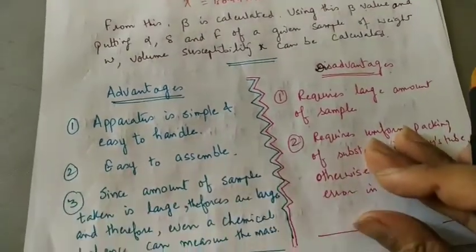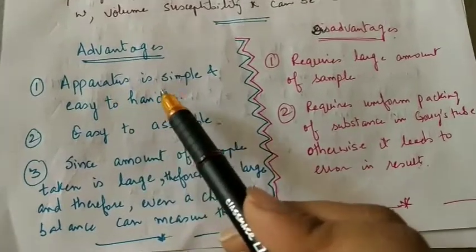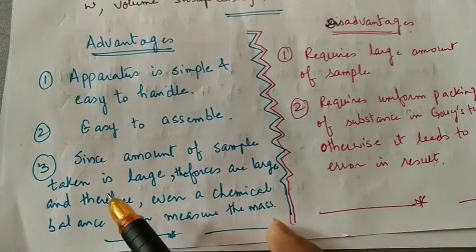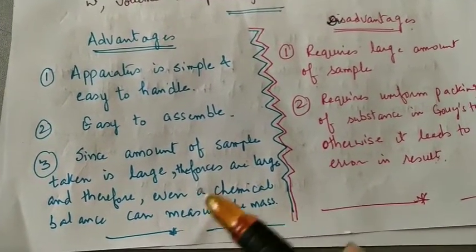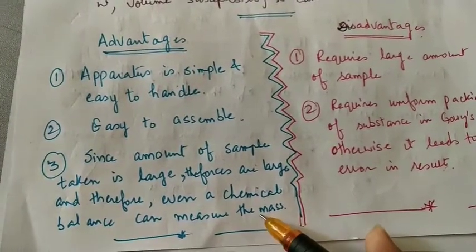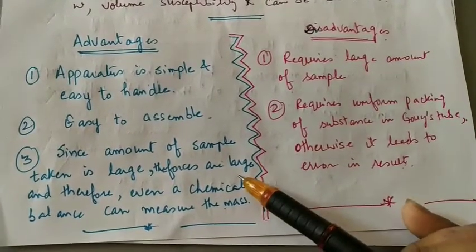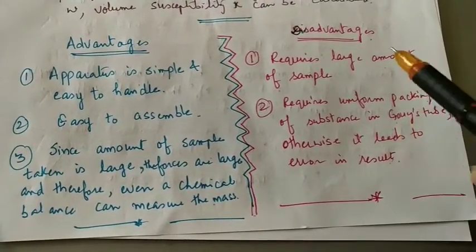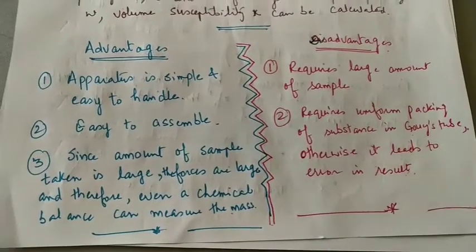Now there are some advantages and disadvantages of this method. Advantages are that this apparatus is simple, easy to handle, easy to assemble, and the amount of sample taken is large, so that means forces are large. So we can use even a simple chemical balance to measure the mass. The disadvantage is again the large amount of sample, and importantly, in the Gouy method we require uniform packing of substance. If it is not uniform, it will lead to error in the results.